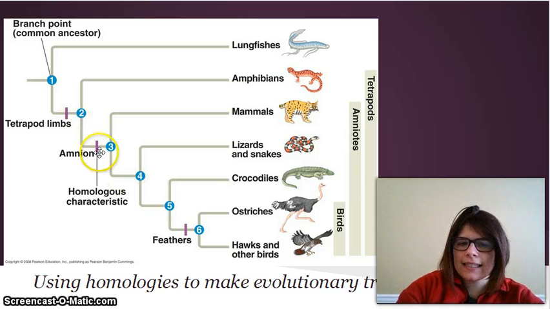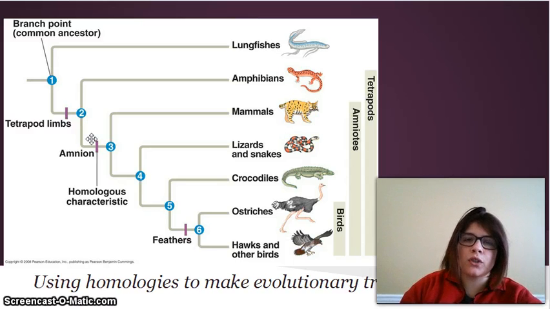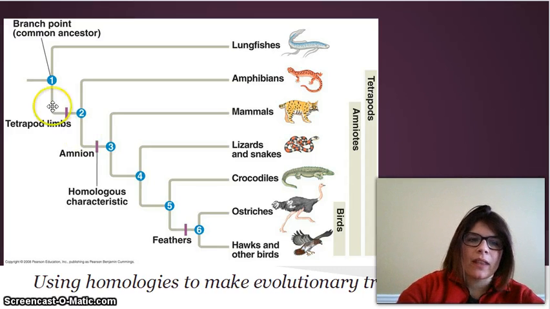Then at this tick mark, amnion came into play. So those eggs that weren't dried out due to the amniotic sac came in. And you can see feathers as well. So we go down from a lungfish all the way to a hawk or other birds. So we are all related some way, somehow, by this common ancestor right here.